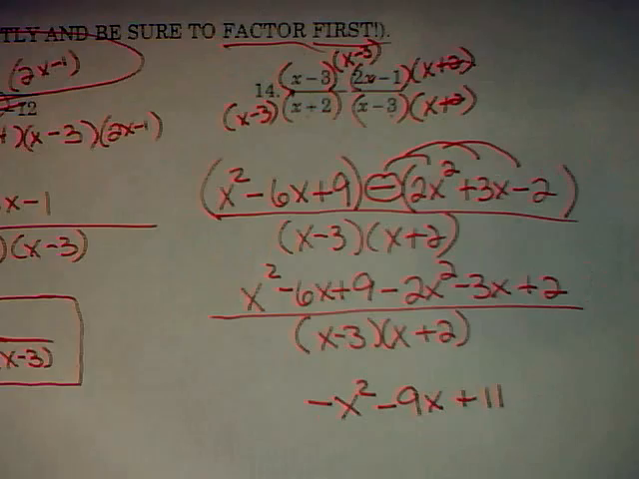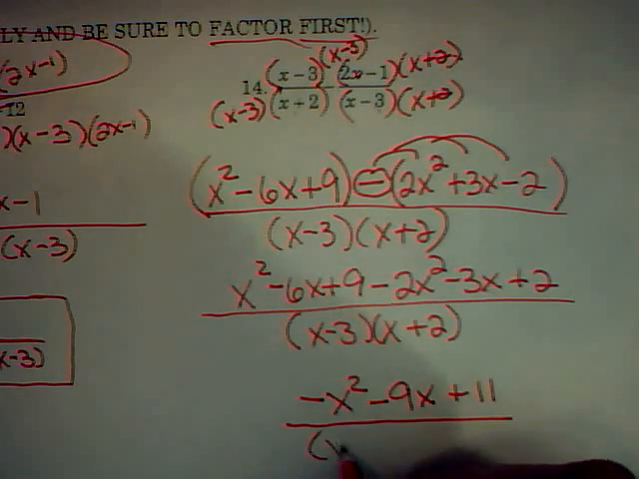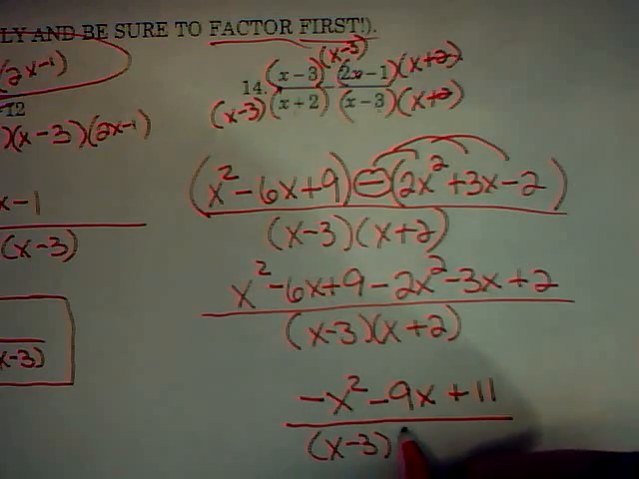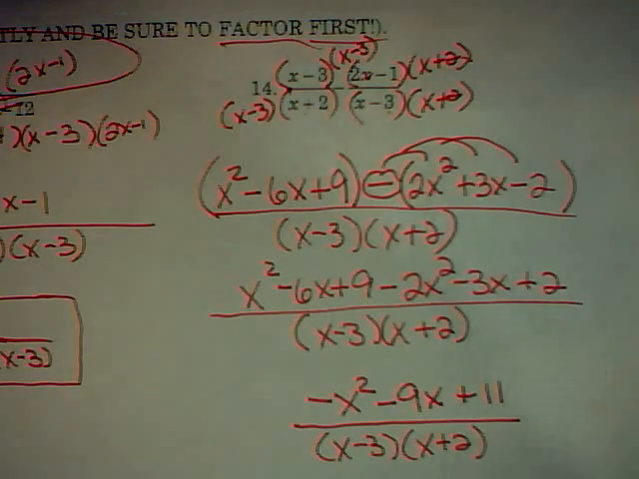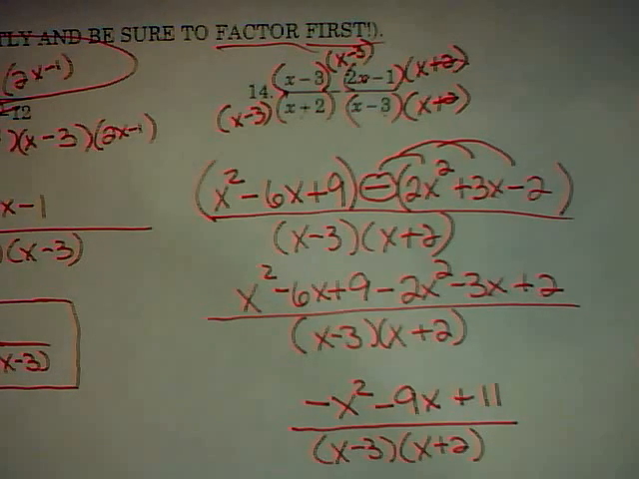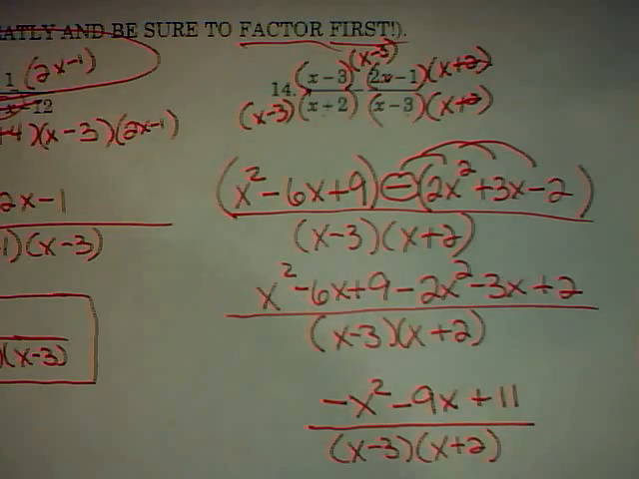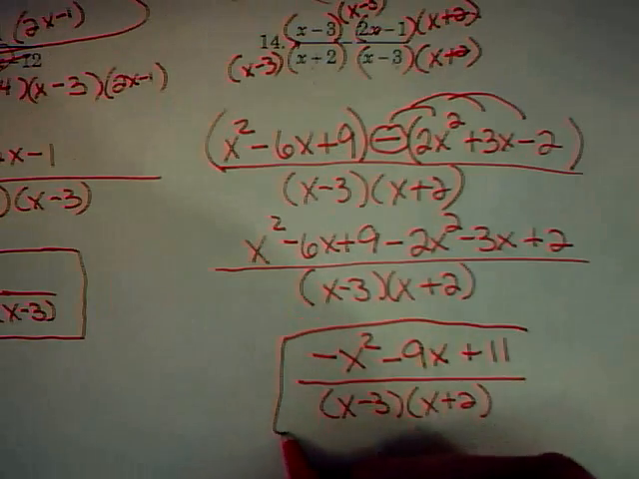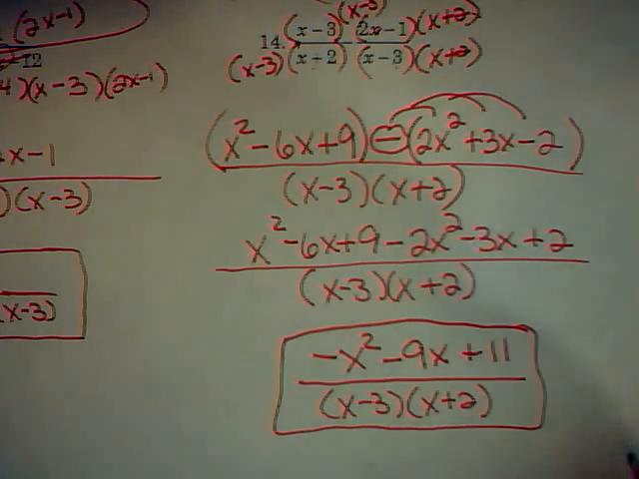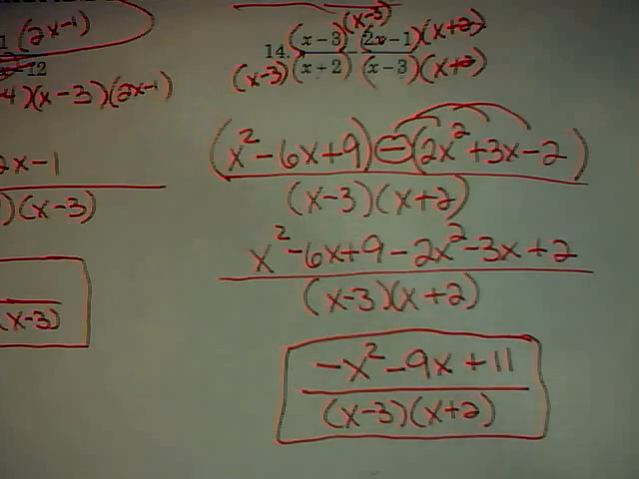Okay. And that's over our common denominator of x minus 3, x plus 2, and the only factors of 11 are 1 and 11, none of which are a 3 or a 2, so we don't even need to worry about trying to simplify this fraction. Even if you could factor the numerator, you'd have a 1 and 11, which isn't a 3 or a 2, so that's that one.